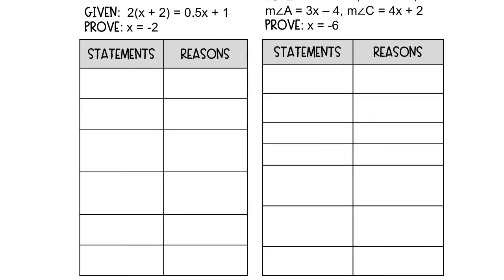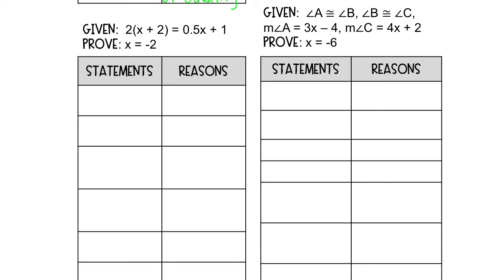Two more. Let's do another algebraic proof here. We're given 2 times x plus 2 equals 0.5x plus 1. If you haven't tried this on your own, try it now. That's given. So first step, we've got to get our variables together. We're going to distribute 2, and we'll end up with 2x plus 4 equals 0.5x plus 1. And we used the distributive property to do that.